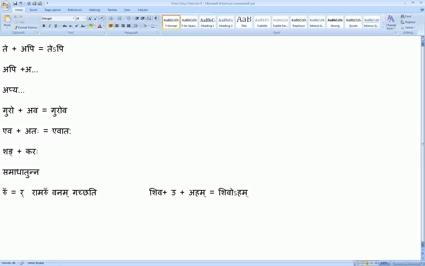Normally this should not happen. But if we don't allow it to happen here, this rule becomes useless. It will not apply anywhere whatsoever. It will have no chance because the ru is only created in 8-2-66. So this rule has to be given a chance. Now why does Panini do that, by the way? Why didn't he put it back there? Why put it here? The answer is that anuvrittis are available for Panini right here.